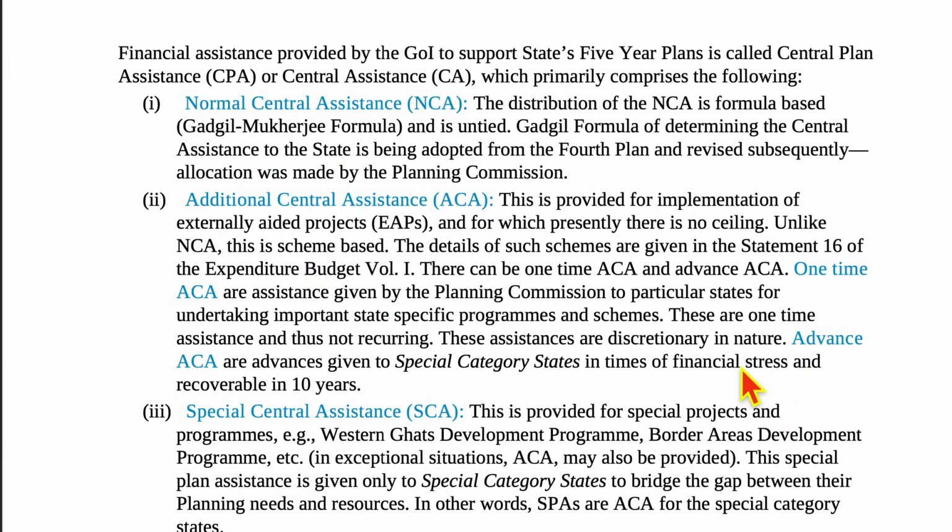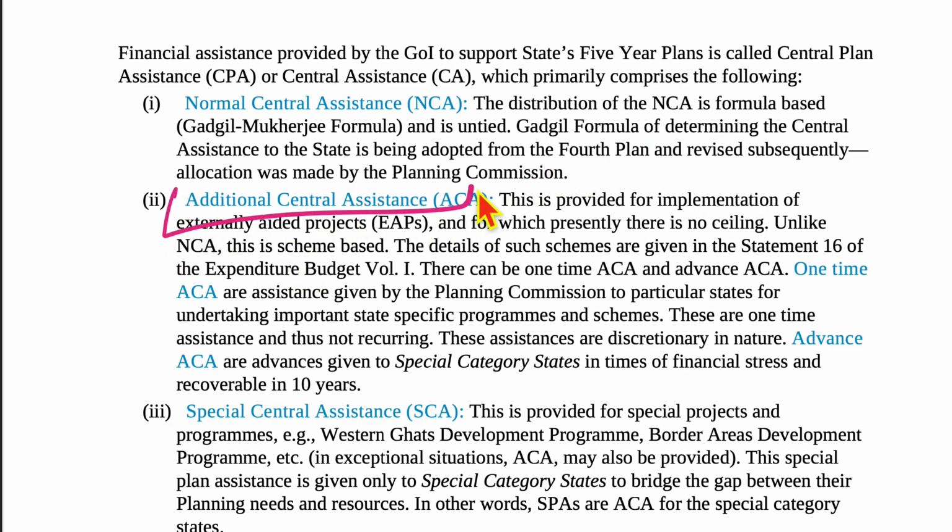Now, central plan assistance. The financial assistance provided by GOI to support states' 5-year plans is called central plan assistance or central assistance, which primarily comprises the following: normal central assistance. The distribution of NCA is formula-based, that is the Gadgil-Mukherjee formula, and is untied. The Gadgil formula of determining the central assistance to the states was adopted from the 4th plan and revised subsequently. Allocation was made by the Planning Commission.